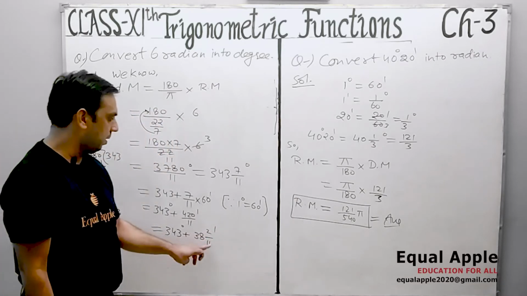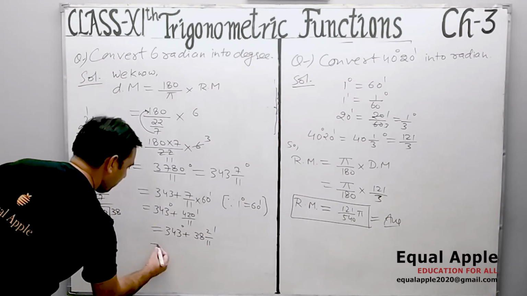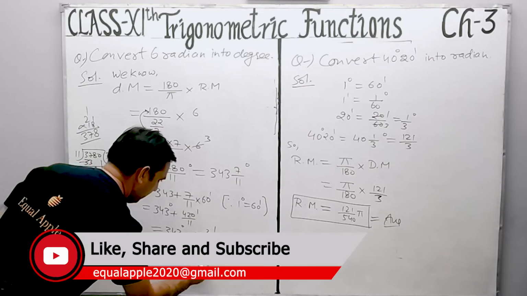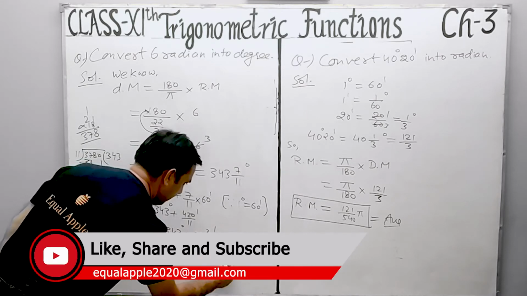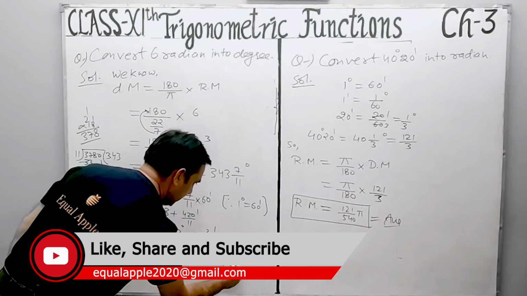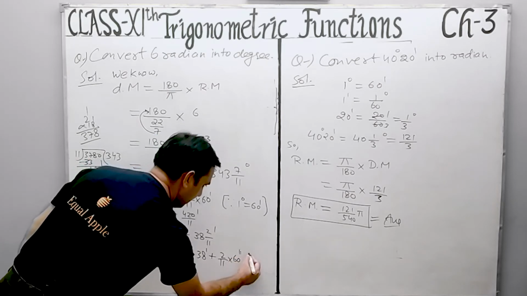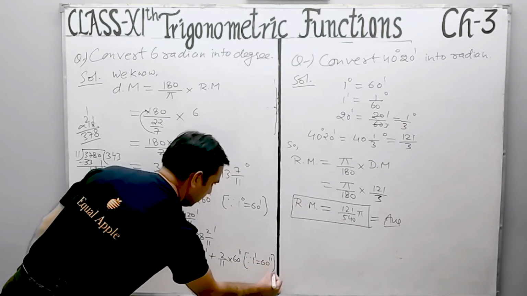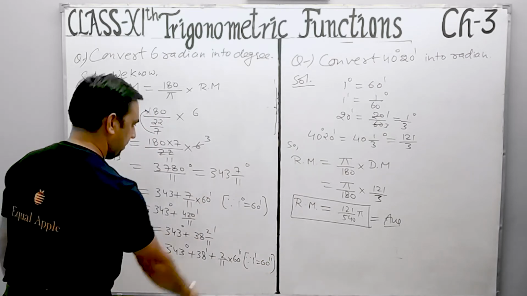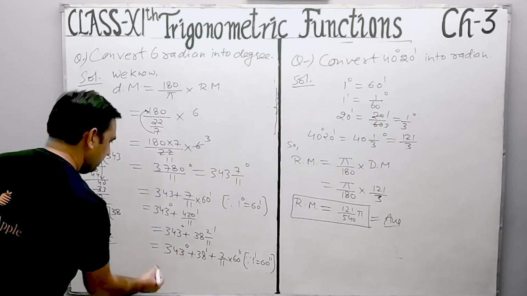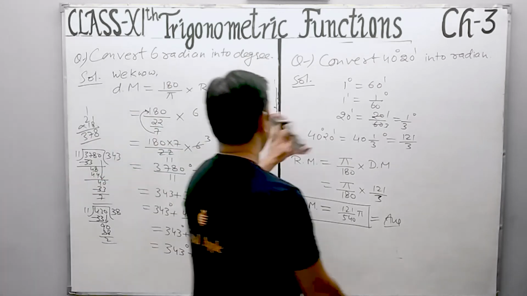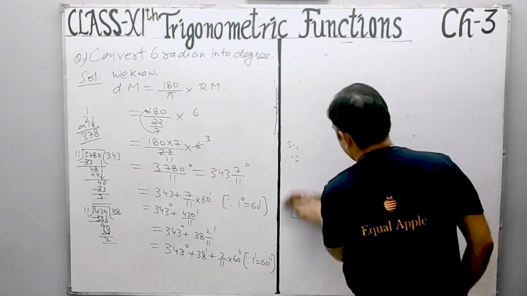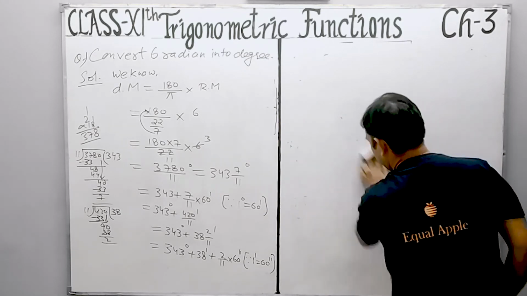Here it still comes as a fraction, so we will go to the smaller unit. Here we will convert this into seconds. Here we know that 1 minute equals 60 seconds, right? So we have to convert this minute into seconds. So here you can see we need to multiply this.